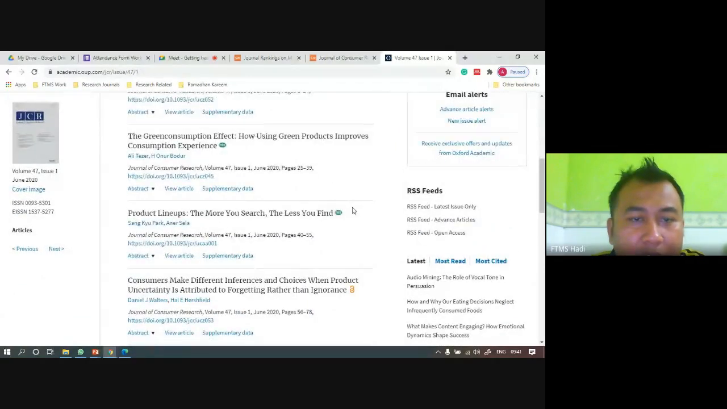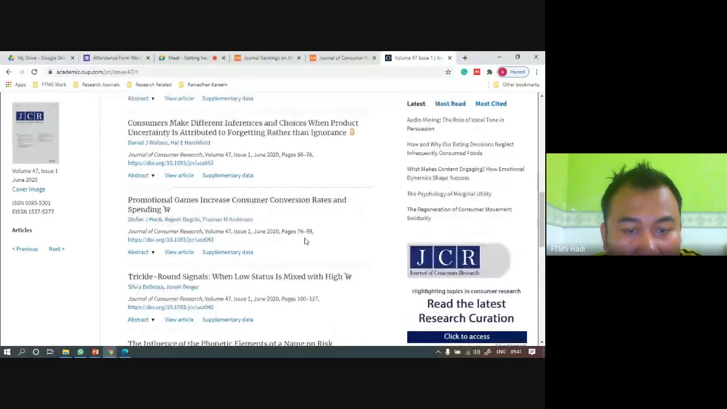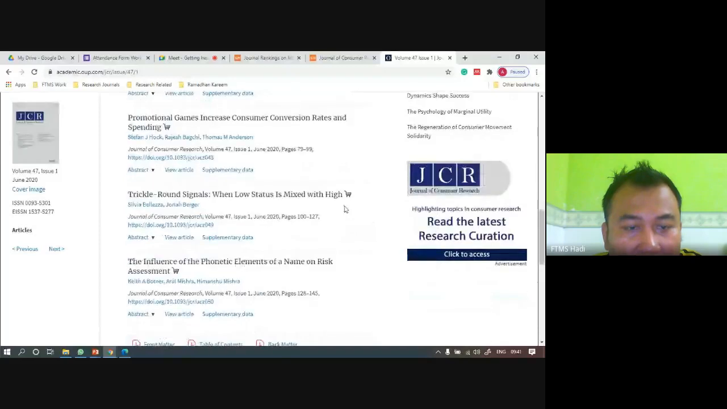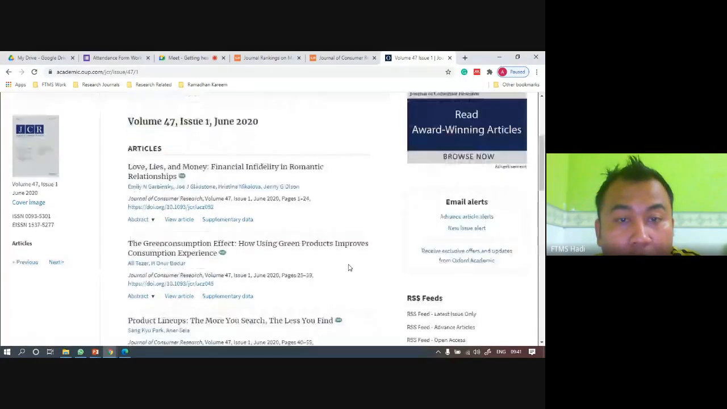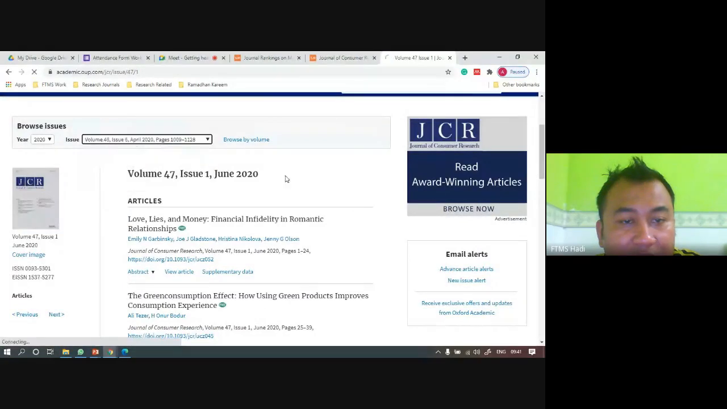This one, green consumption effect. That means how consumption can improve experience. That is one topic that you can work on later on. And then what else? This one, promotional games increase consumer conversion rates and spending. That means if you have a games promotion, it will convert consumers' spending. That means they will increase spending. Or maybe you can have a look at the last one probably.